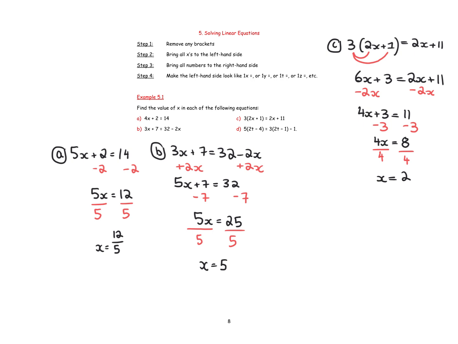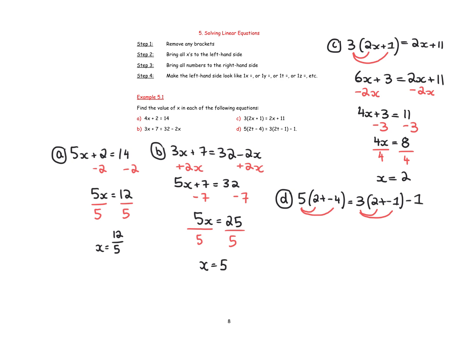Lastly, looking at example D, we have 5 times 2t minus 4 is equal to 3 times 2t minus 1, minus 1. Again, before we solve this and figure out what t is equal to, we need to begin by multiplying out the brackets. Here we'll have 5 times 2t and 5 times minus 4. Then we'll have 3 times 2t and 3 times minus 1.